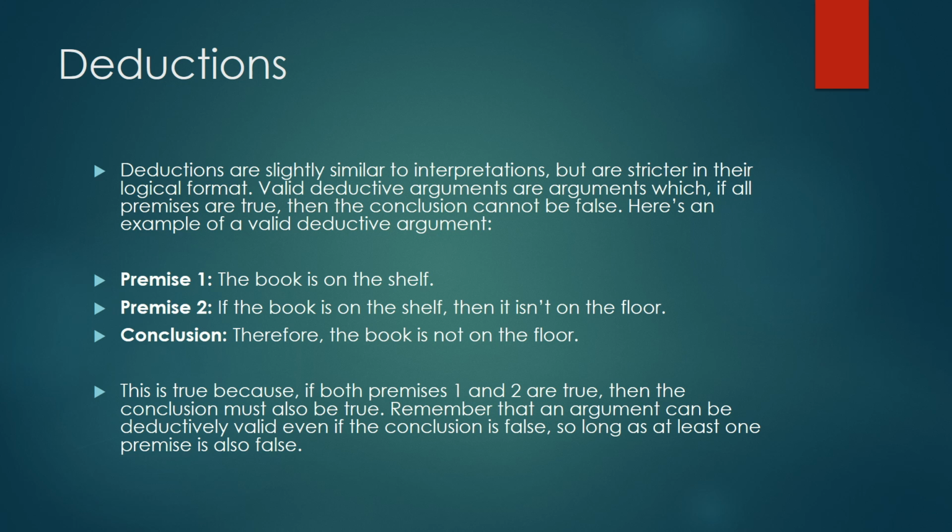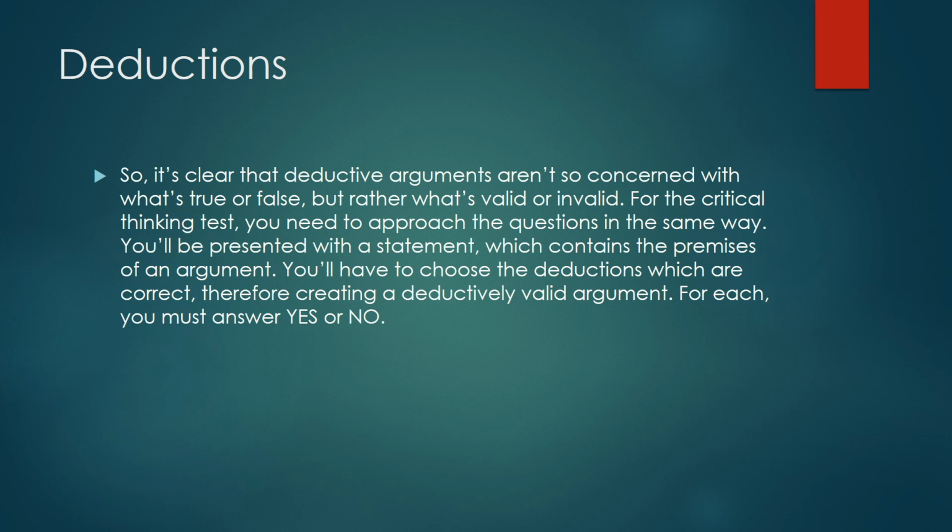Remember that an argument can be deductively valid even if the conclusion is false, so long as at least one premise is also false. So, it's clear that deductive arguments aren't so concerned with what's true or false, but rather what's invalid or valid. For the critical thinking test, you need to approach the questions in the same way.